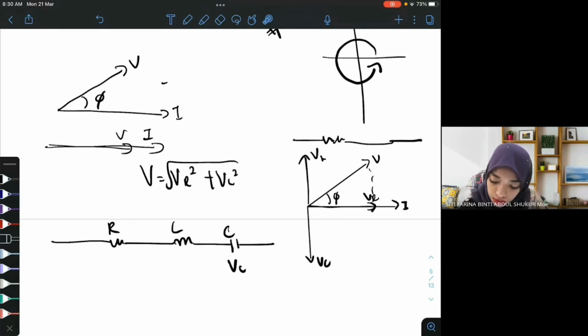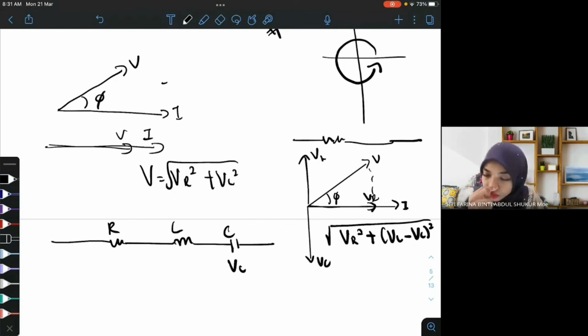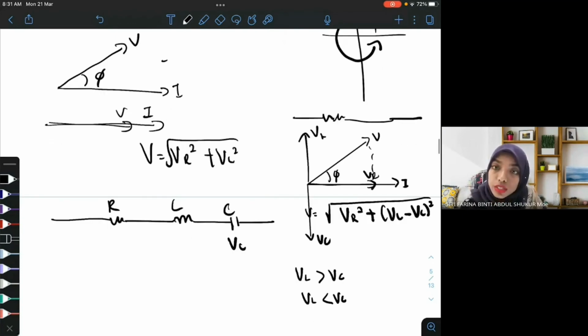So bila kita ada voltage across capacitor, you're going to have V net, iaitu hasil daripada X component square campur dengan Y component square root. Okay, kita sum dia according the component. However, along Y component, kita ada dua. So kita boleh buat VR square plus VL minus VC square. Okay. VL minus VC square. So kita boleh dapat V. So V ini akan either duduk dekat circuit atas ataupun circuit bawah bila ada VC. So dia bergantung kepada nilai VL kita besar daripada VC ataupun nilai VL kita kecil daripada VC.